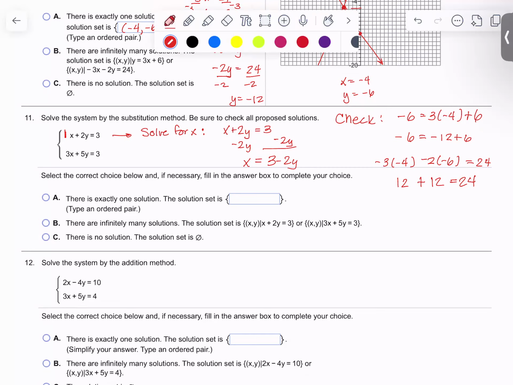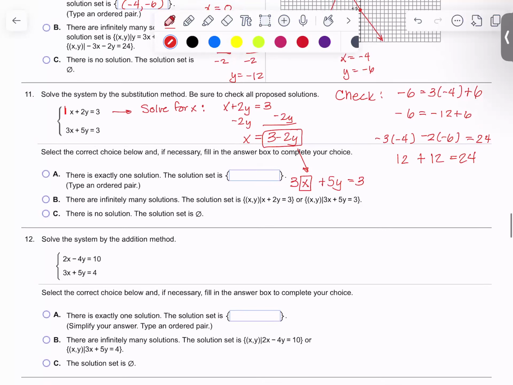So now I'm going to take that expression right there for x, and I'm going to substitute it in for x in the second equation. So where there's an x in that second equation, I'm going to replace it with the expression 3 minus 2y. And then solve the equation in y. So I distribute the 3 across. 3 times 3 is 9. 3 times minus 2 is minus 6y plus 5y is equal to 3.